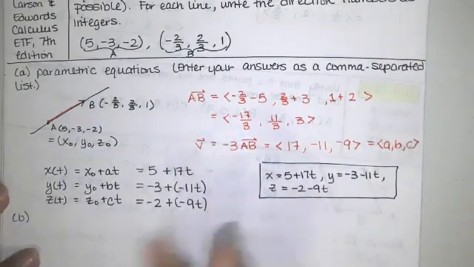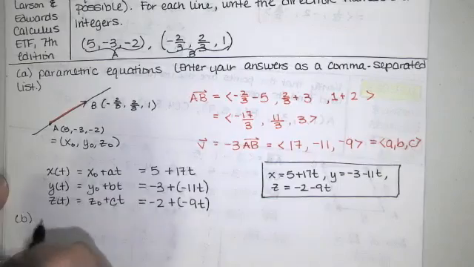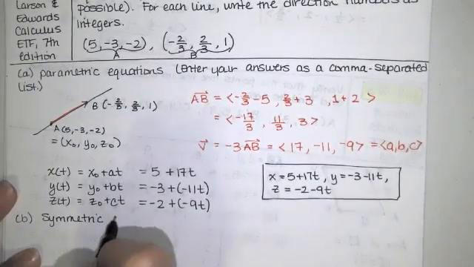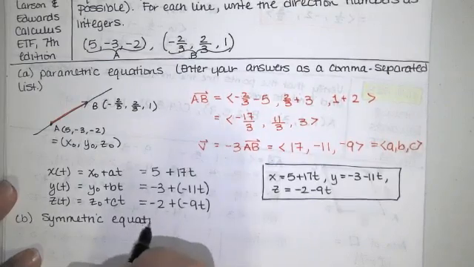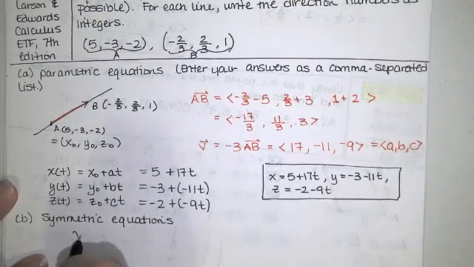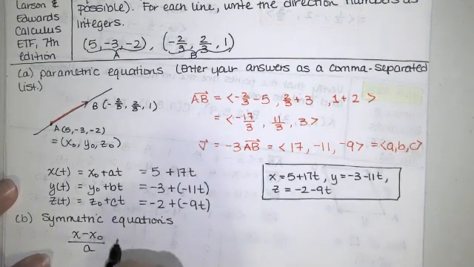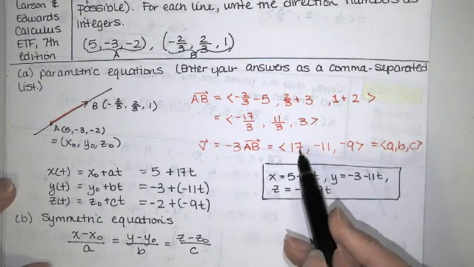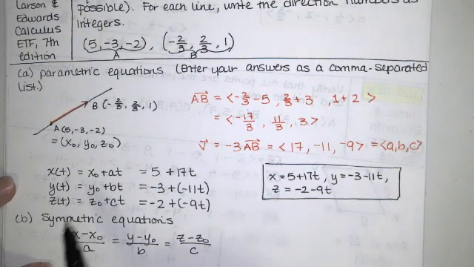On part B, we're asked to find the symmetric equations. Now remember the form of these: x minus x naught over A equals y minus y naught over B, and that equals z minus z naught over C, where our A, B, and C are right here, and our x naught, y naught, and z naught are these numbers. So we can just substitute into this formula.